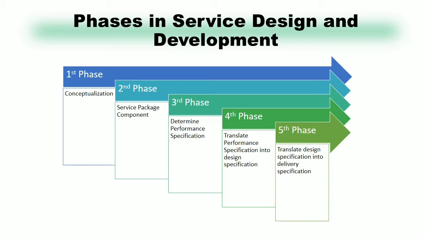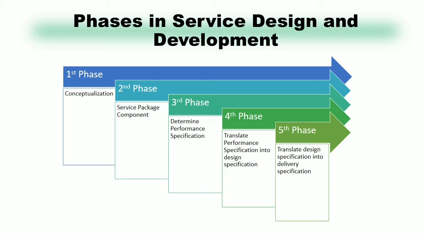The third phase is the determination of performance specification. Typically, performance specifications are written on projects that are straightforward. Meaning, the service developer should be more specific about the system, they should clearly figure out how the specific service will perform. Next phase is the translation of performance specification into design specification.